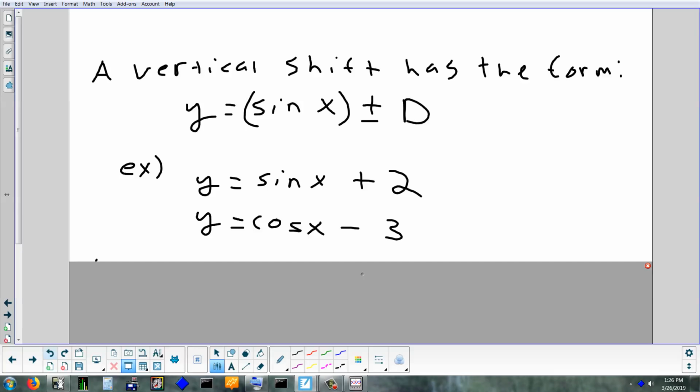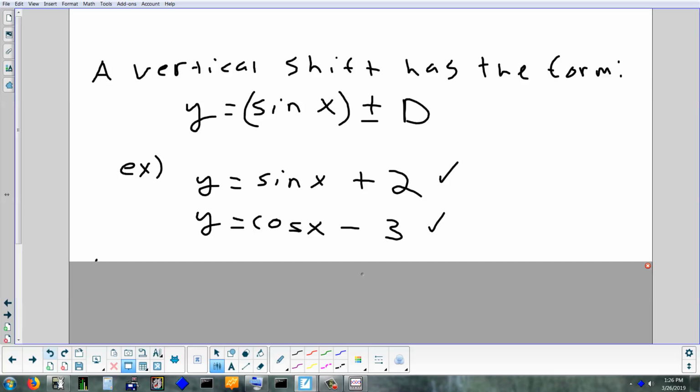So what do you think the major difference is going to be between this one and this one? One of them is going to do what? The other one is going to do what? Yep, one of them's going to shift down, and the other one's going to shift up. Any guess which one is which?